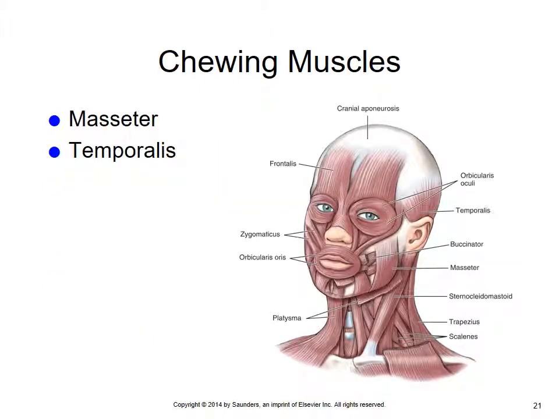The chewing muscles are also called the muscles of mastication. Mastication means to chew. They all insert into the mandible. Both of the chewing muscles contract to close the jaw. They're considered the strongest muscles in the body.